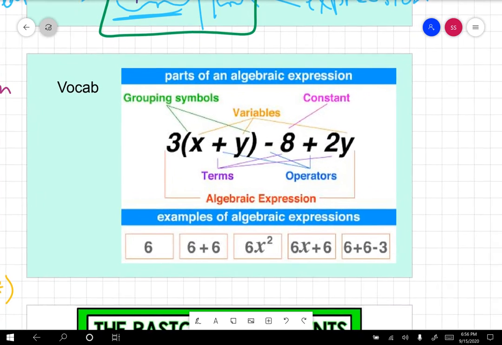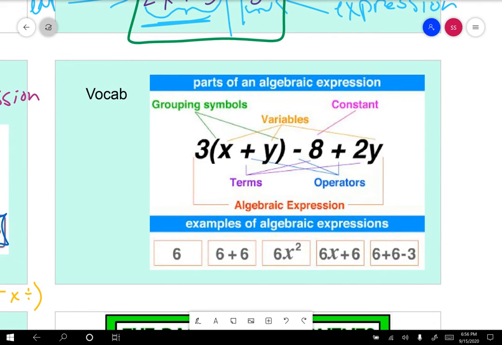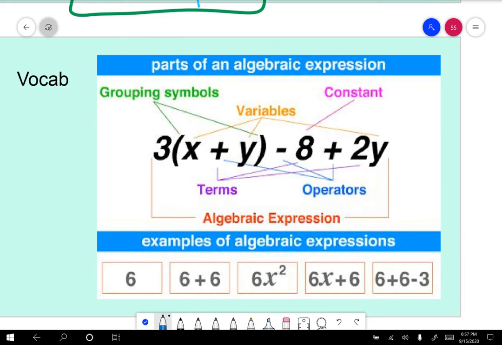Let's move this on over. Some more vocab, yay! I'm going to point out several different things, and it kind of already points out stuff for you, so I won't go into too much detail since it already does it for us. If we were to read this out loud, we would say 3 times x plus y minus 8 plus 2 times y. So you notice there's several operations going on.